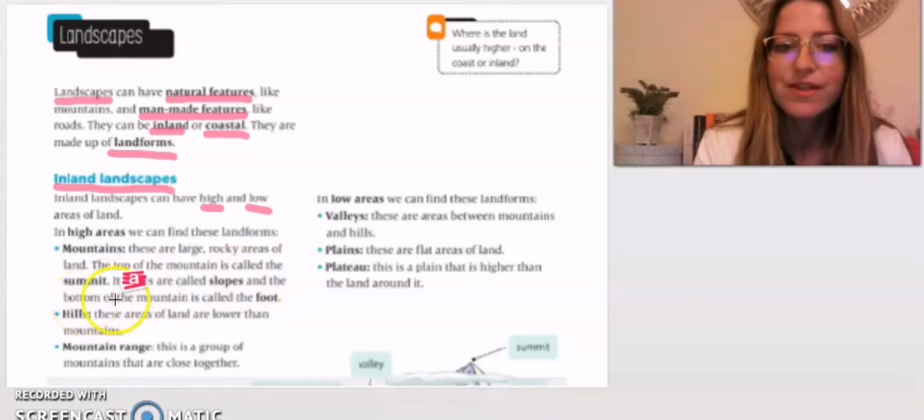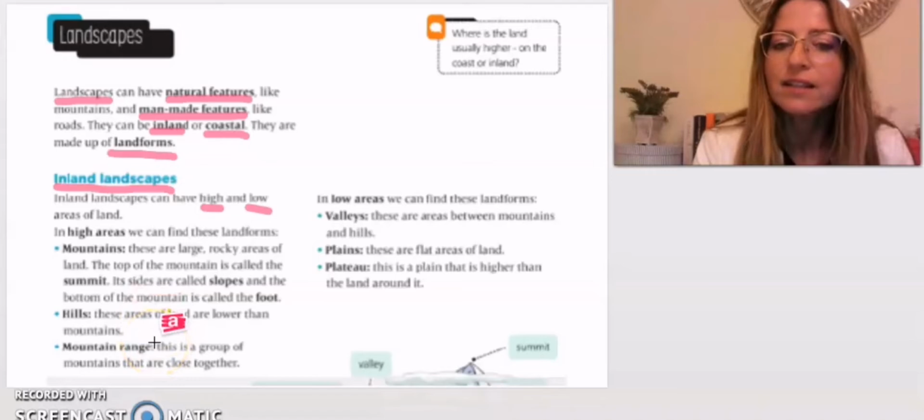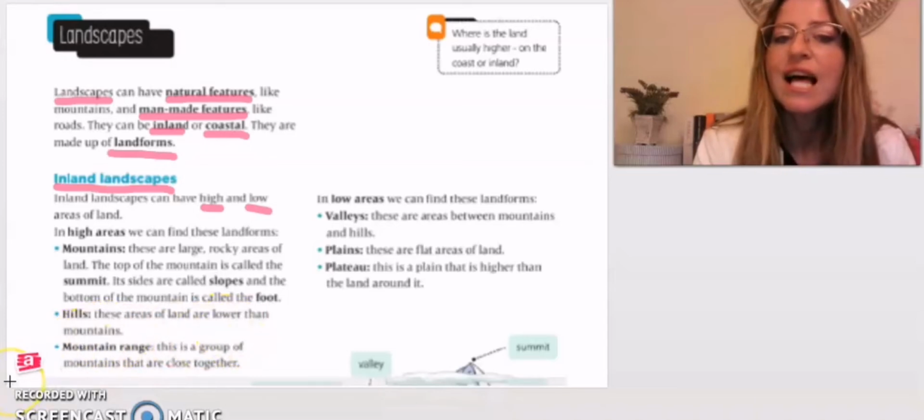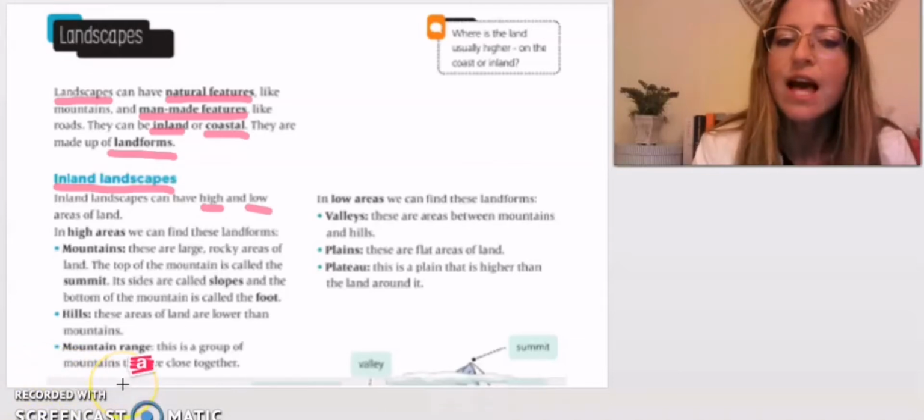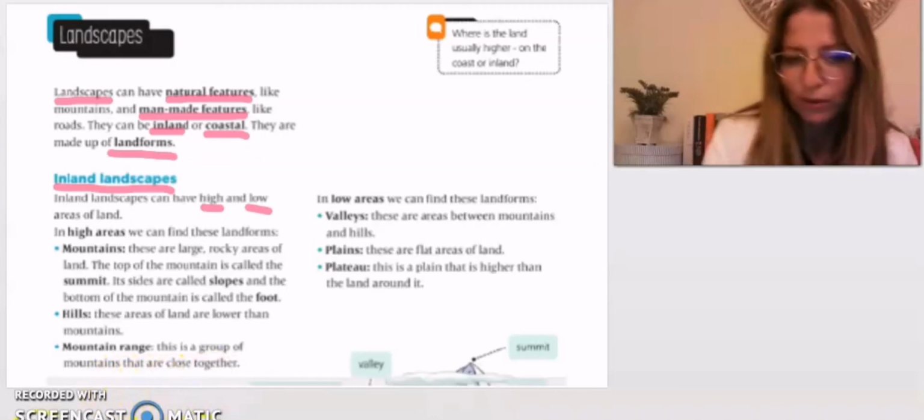Mountains. These are large rocky areas of land. The top of the mountain is called the summit. Its sides are called slopes, and the bottom of the mountain is called the foot. Hills. These are areas of land lower than mountains. A mountain range. This is a group of mountains that are close together.